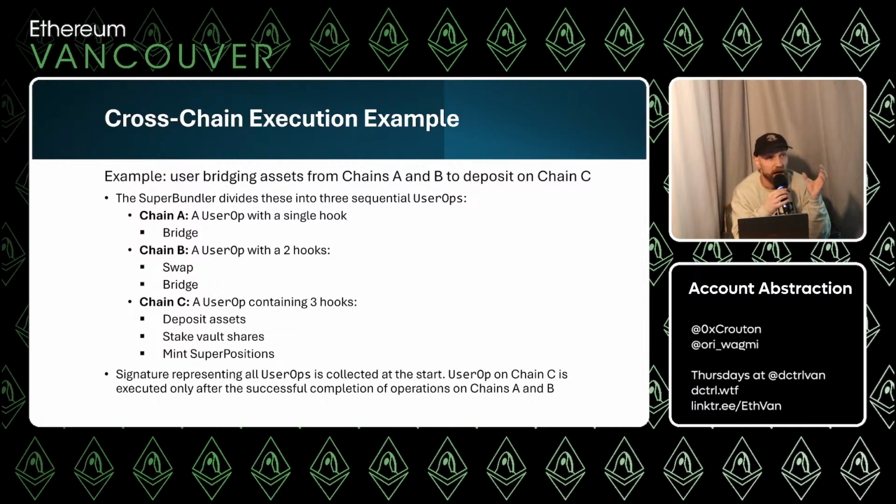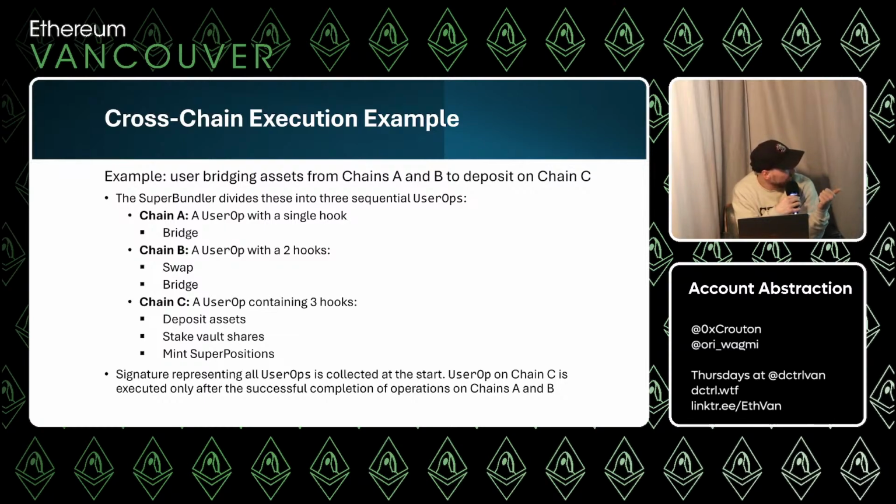So say I have USDC on chain A, I have USDT on chain B, and I want to deposit into a Morpho USDC vault on chain C. Because I have USDC on chain A, I don't have to swap. I'll just bridge. So one bridge hook to send my USDC from chain A to chain C.